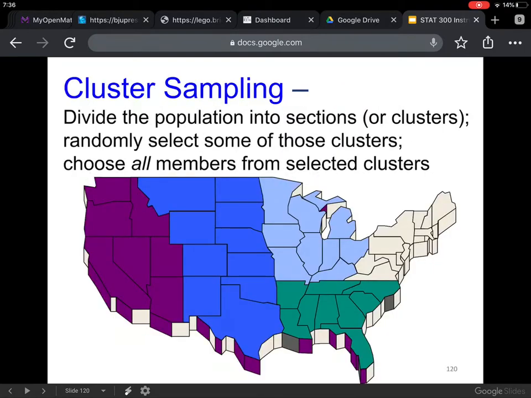You notice that there is a slight difference between stratified sampling and cluster sampling. Cluster sampling is when you take your population and divide it into clusters or sections. But the key difference here is that in the sections that you decide on, all of the members in those sections get to be surveyed, okay? All of them.